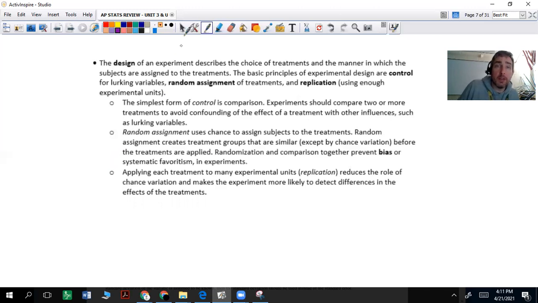Experimental design, a big thing here. We want to have 3 different principles that help guide us for designing an experiment. We have control. How do we control? Do some comparison. There should be 2 or more treatments to avoid confounding the effect of a treatment with other influences, such as lurking variables. If there's only one treatment, like a medicine, then you want to have things like a placebo or a group that's just even keeled, so you can see what's the difference between people not taking medicine and taking. But you have to have control. There has to be comparison for that control aspect.